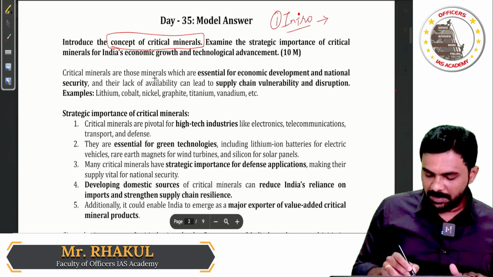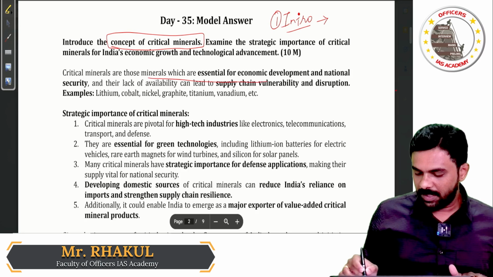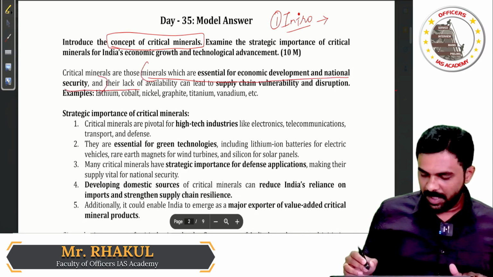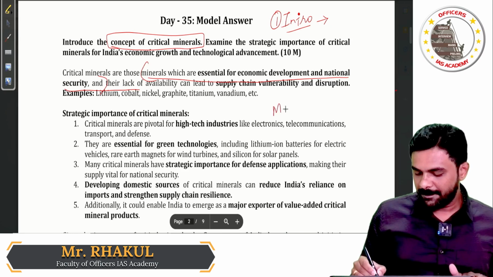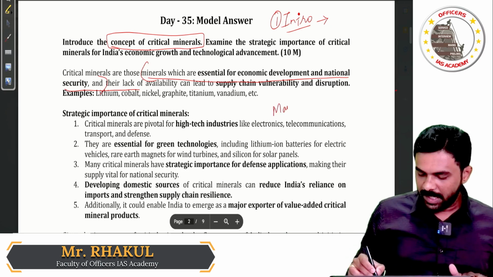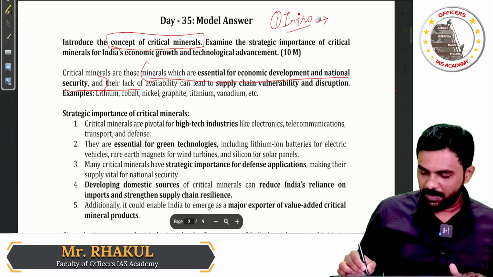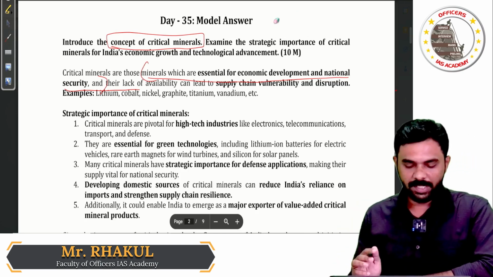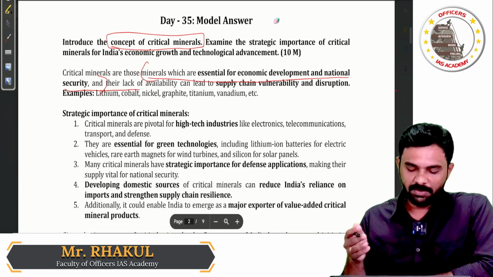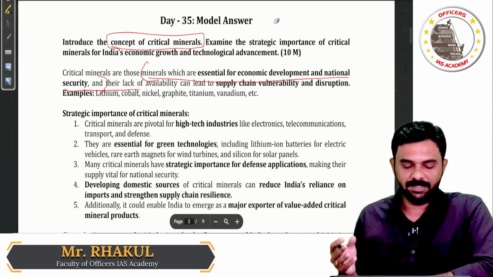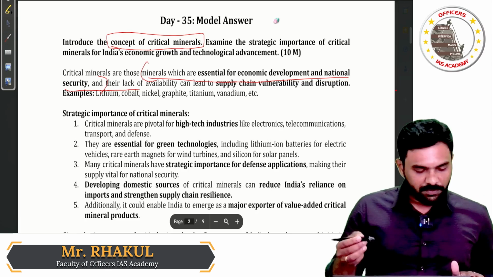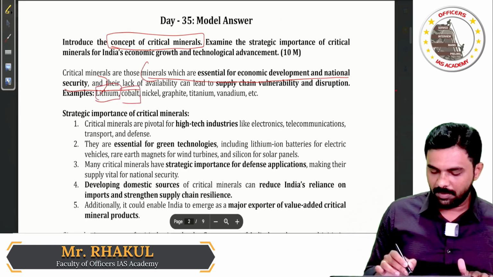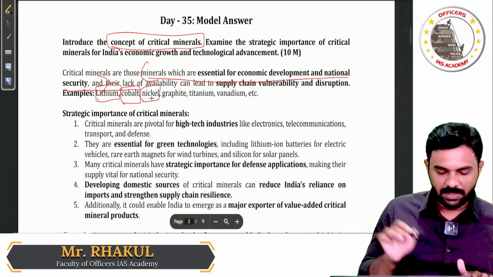These are the minerals which are essential for economic development and national security. That can be your simple definition. Many people have written that there is no standard definition for critical minerals. You can avoid that point. You can define critical minerals based on your understanding in one or two lines. That will be sufficient. You don't have to mention that there is no standard definition. If you know a few examples of critical minerals, that can also be given in the introduction, like lithium, cobalt, nickel.